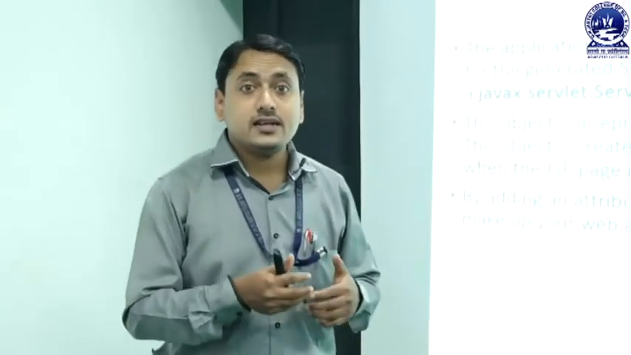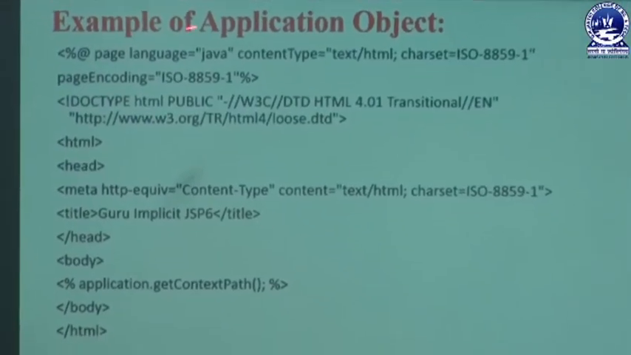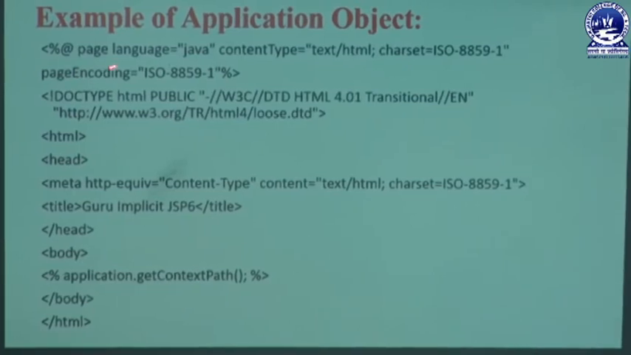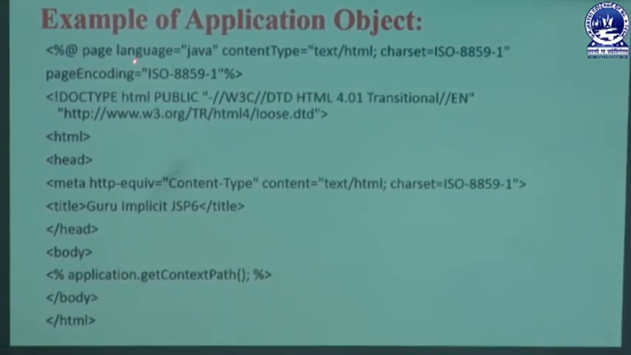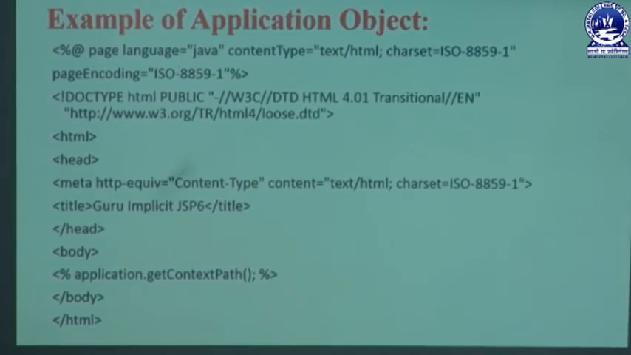Now we are going to discuss how this application object is related to a specific example. Let us focus on that slide. Here we are discussing an example of that application object. First of all we write a page directive tag. Here we mention the language attribute, and in that language attribute we mention Java. Then we type the content type, known as text/html. Then we set the character set, where we mention a specific type of code known as ISO 8859-1, and then we also add the page encoding ISO 8859-1.